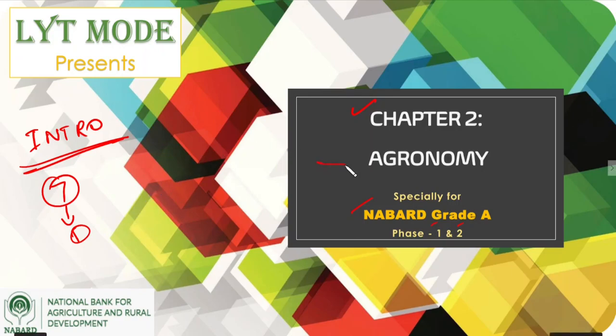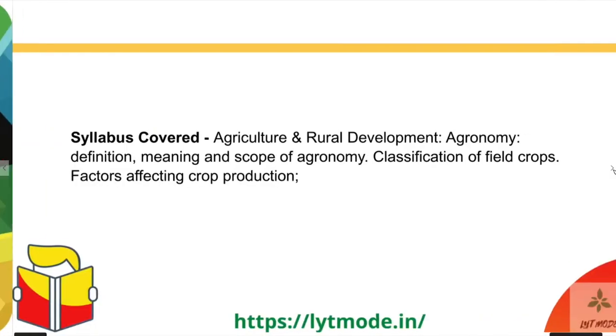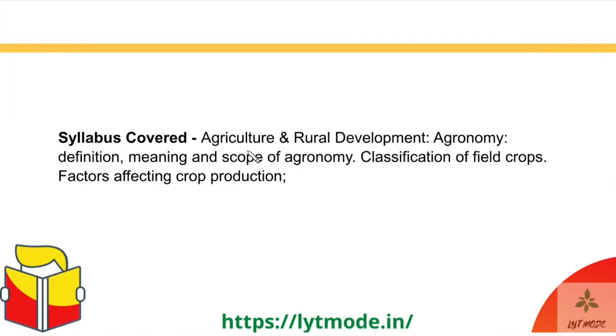Basically, agronomy is a branch of agriculture which deals with field management, the management of crops, and basically how we can increase the productivity of our crops. With that in mind, let's first see what is the syllabus of Nabard Grade A which is covered in this chapter. The syllabus of ARD covered here in the actual notification is agronomy, wherein the definition, meaning, and scope of agronomy is supposed to be covered, and then the classification of field crops as well as the factors affecting crop production. All of these are going to be covered within this chapter.